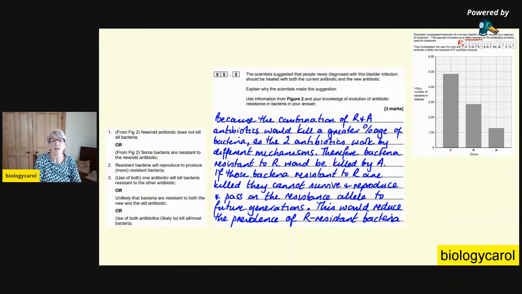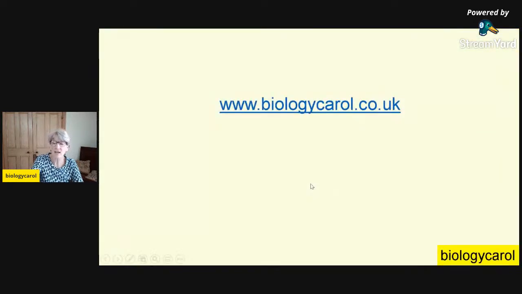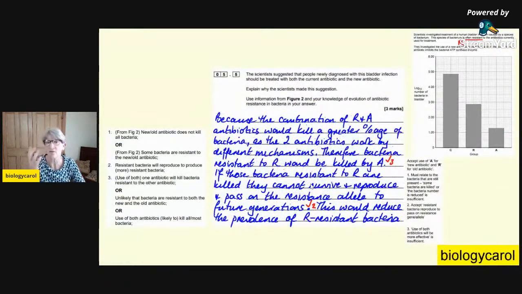Here's the mark scheme, and here is what I got. I said that one antibiotic would kill bacteria that are resistant to another antibiotic. And then I talked about resistant bacteria would reproduce to produce resistant bacteria. But notice here that I could talk about passing on resistance alleles. And therefore, I got just two of the marks out of three. Now, just going to quickly go back.